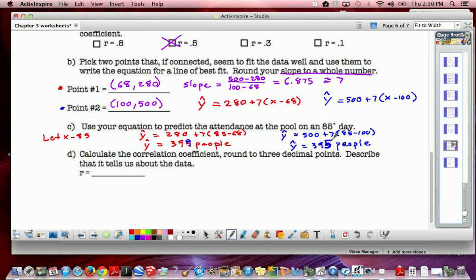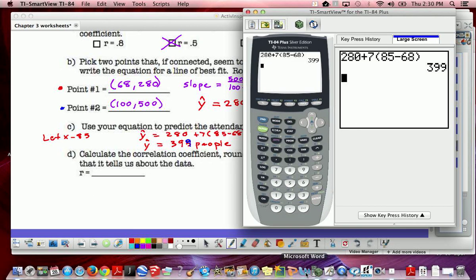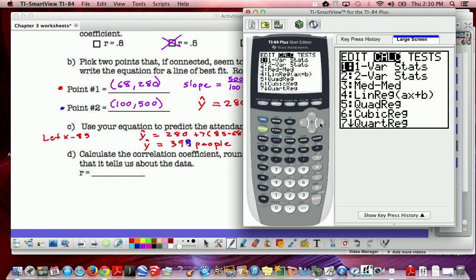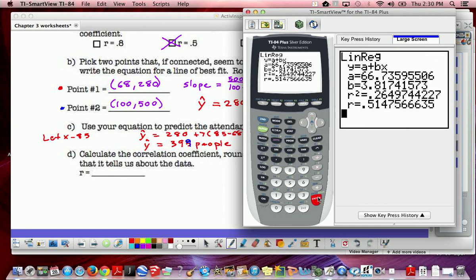So let's see how our prediction of 0.5 ended up being. I go back to my calculator and go stat, go over to calculate, number 8, hit enter. Okay. There's the linear regression equation. We actually didn't use that one, but here I have our value of 0.515.